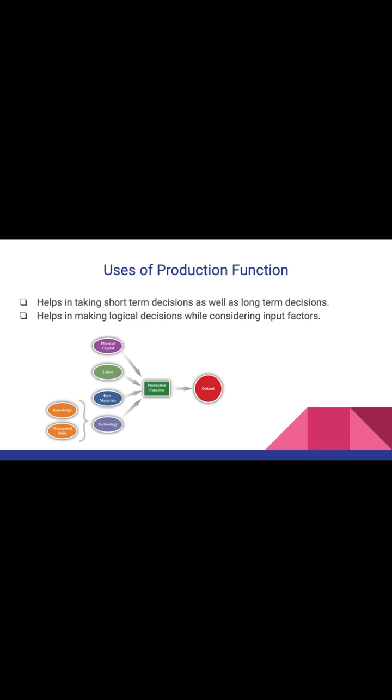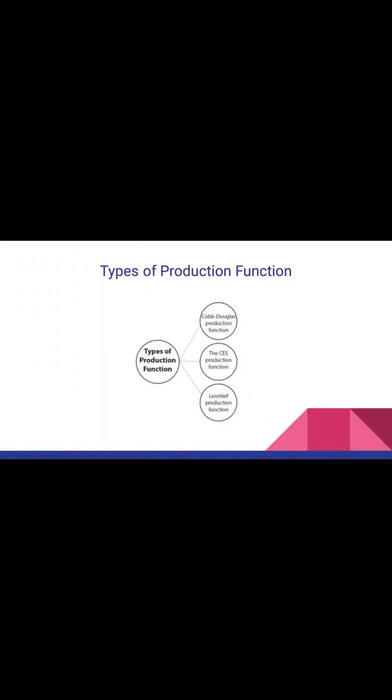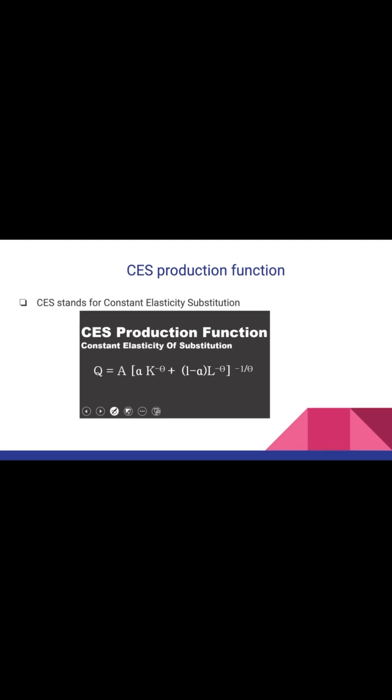Production function helps the managers in taking long run decisions. As with increasing returns to scale, the production may be increased through a proportionate increase in the factors of production. Now these are the types of production function: Cobb-Douglas production function, the CES production function, Leontief production function. Given here is the CES production function.